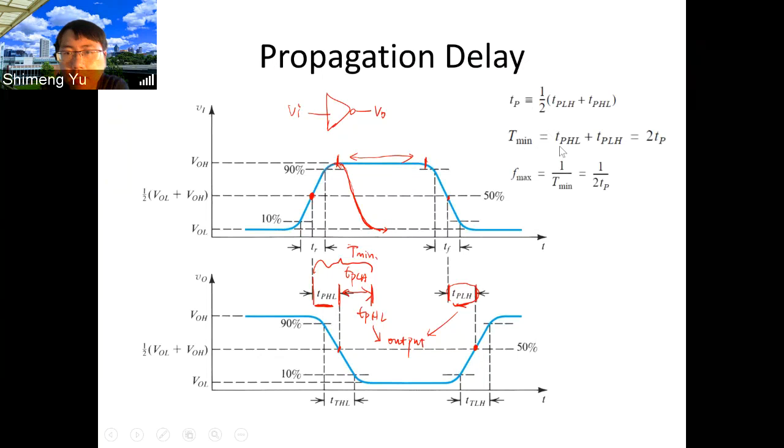So here the sum of the TPHL and TPLH is the minimal clock cycle, and it is 2TP because TP is the average of those two. If NMOS and PMOS are matched, then the TPLH will be the same as TPHL, which will be the same as TP. But if they are unmatched, then in general we have these equations for the clock cycle. And then the maximum frequency is 1 over the minimal clock cycle, so it's 1 over 2TP. This is generally true not only for inverters, but also for any digital circuits.